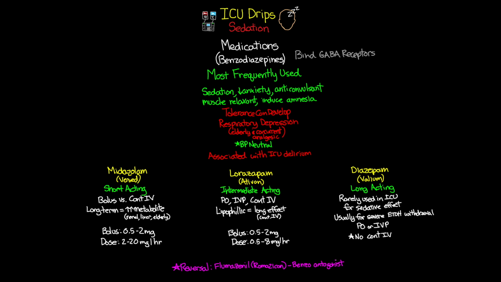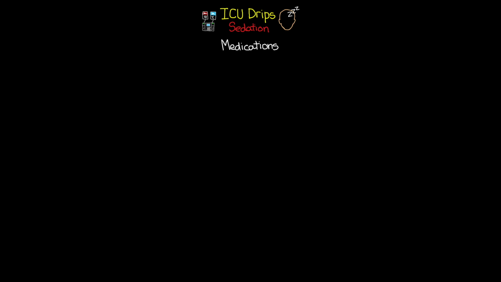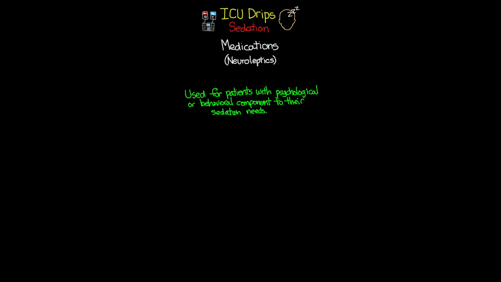All right, so that is our first class here in talking about our sedation medications, the benzos. Now let's go ahead and move on and talk about the next category, which is our neuroleptics. So there's actually not a whole lot that I'm going to talk about with these. It's more just an awareness, because these are medications that are going to be used for patients who have psychological or some sort of behavioral component to their sedation needs.